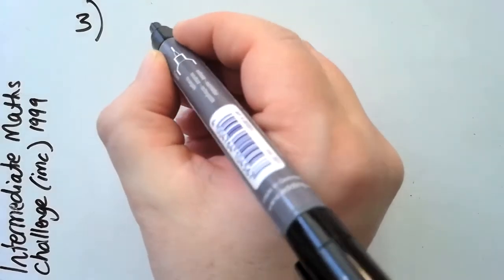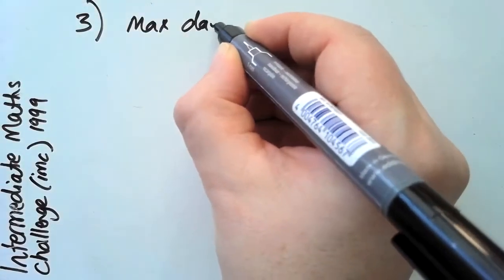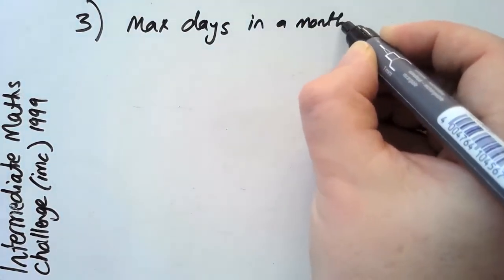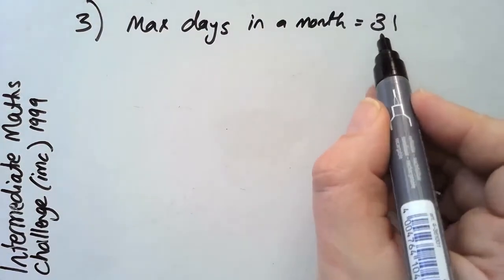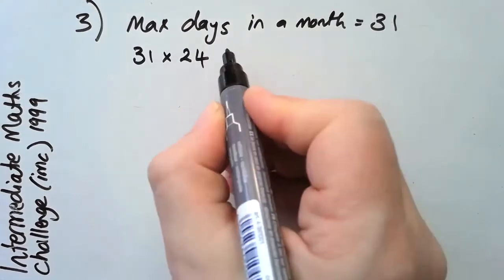So however way you're going to do it, the maximum days in a month equals 31. So in terms of the number of hours, we're looking at 31 multiplied by 24.